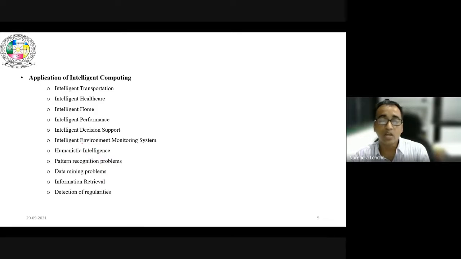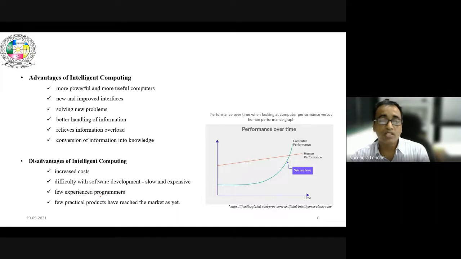Then there is an environment monitoring system, as I told you just now. Data mining problems are there, information retrieval is there, right? That you're trying to retrieve information, okay? Then the detection of regularities, okay? So many such applications are possible with intelligent computing.